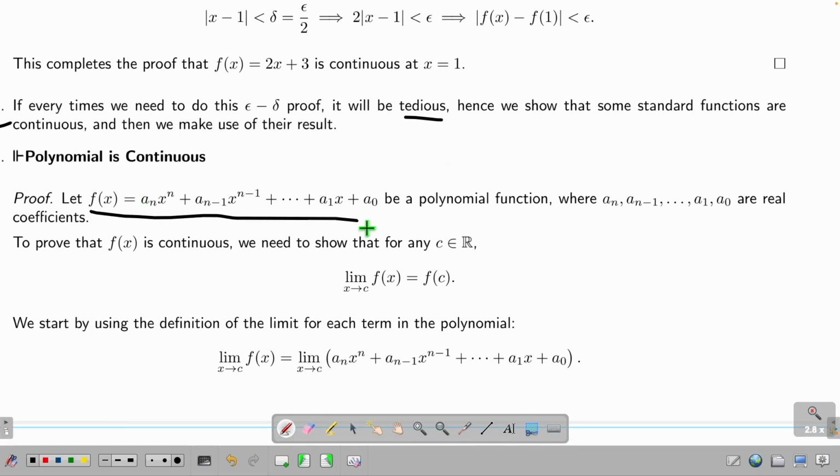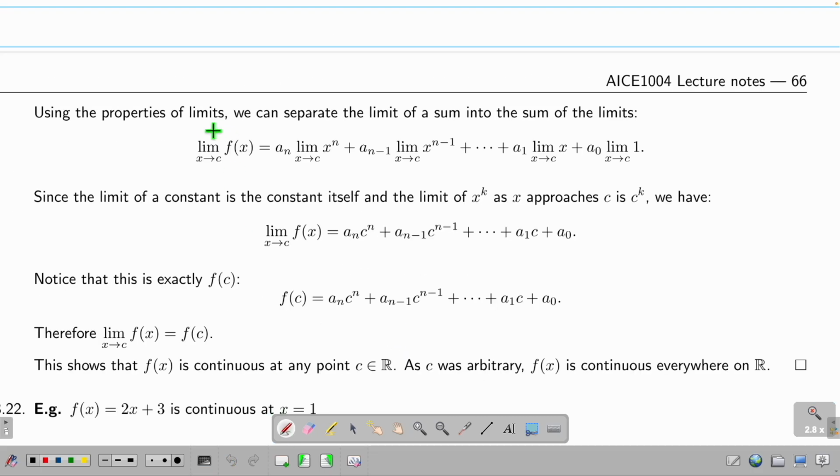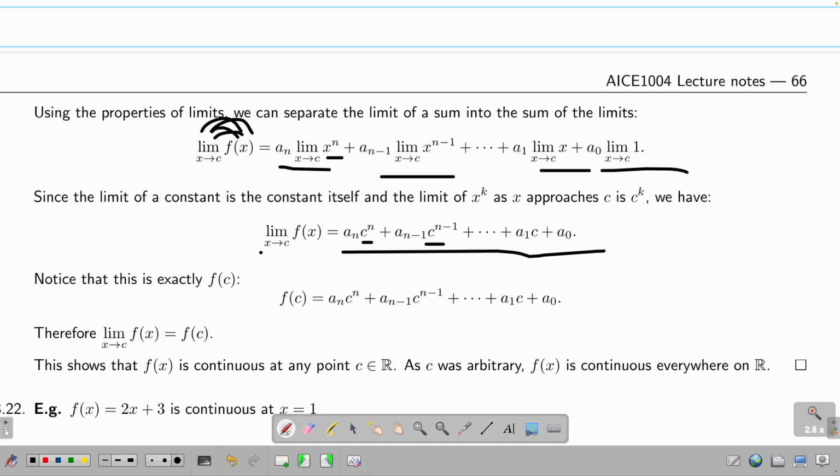Then how do you prove a polynomial is continuous? You just prove this is true for f, where f is a polynomial, for any c. This thing equals this thing because this big bracket is my f. Distribute the limit inside f. Why? Because for each term the limit exists. Therefore, I can distribute the limit inside, and this is exactly what I want for each of the terms. So this limit is c to the power n, this limit is c to the power n minus 1, and it's the same, so I have this. That means I have shown that the limit of a polynomial as x approaches c is exactly f(c).